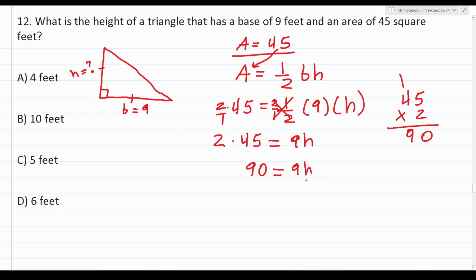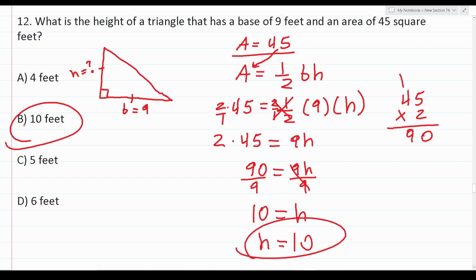Again, we're just solving for h, so let's get rid of this 9 by dividing both sides by 9. This crosses out, leaving you with h over here. 90 divided by 9 is 10, so we can see h in this case is 10. So the height of this triangle is 10 feet. All right, so that's that one.